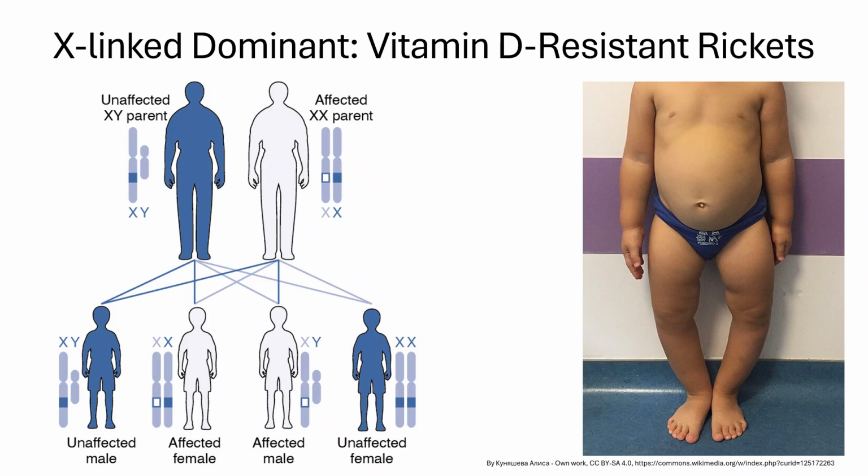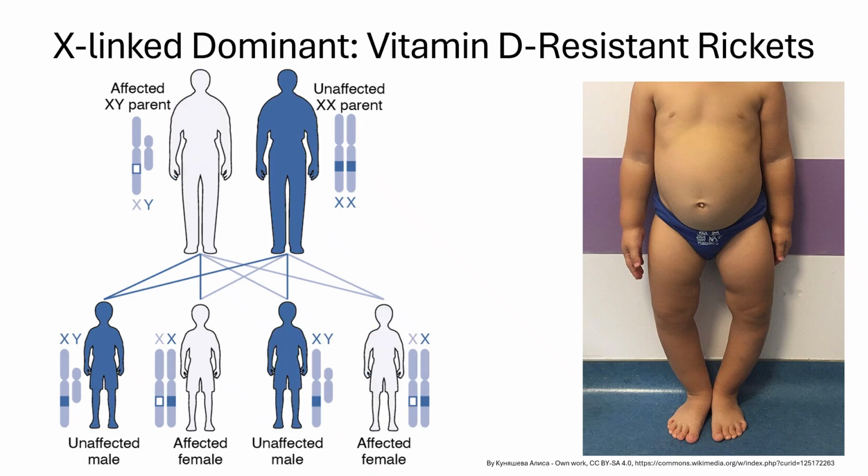An example of this disorder is vitamin D-resistant rickets. This disease causes soft and weak bones. If an affected individual has children with an unaffected partner, there is a 50% chance that each child will inherit the disorder. If the father has this disorder, all of his female children will inherit the disease. However, none of his male children will inherit the disease, because sons inherit the Y chromosome from their father.